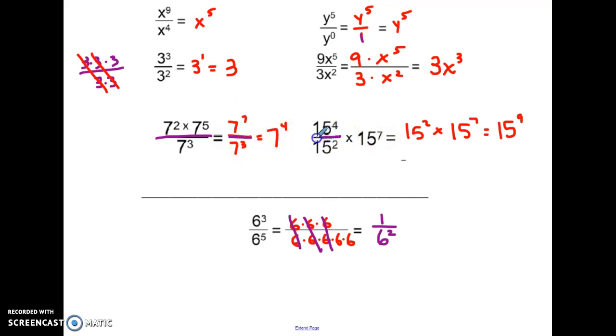And then in this example, we actually have to use our quotient rule first. Bases are the same. 4 minus 2 gave me 2. And then I've still got to multiply by 15 to the 7th. So again, if I wanted to write it out, I could. I'd have 15 times 15. I'd have 7 15s here. But all in all, I can just add them together using my product rule and get 15 to the 9th.